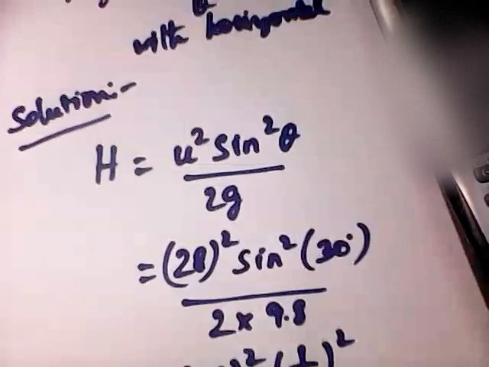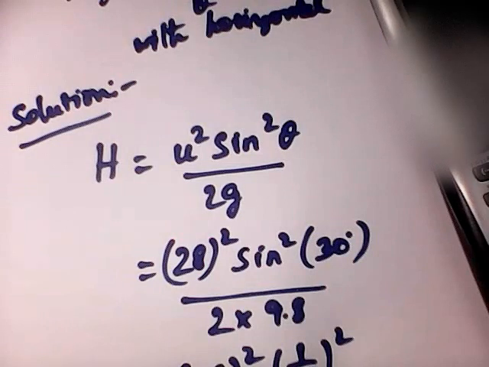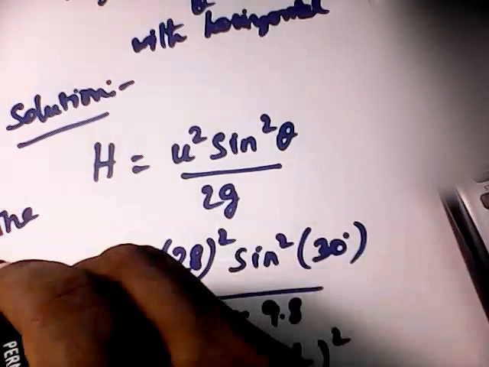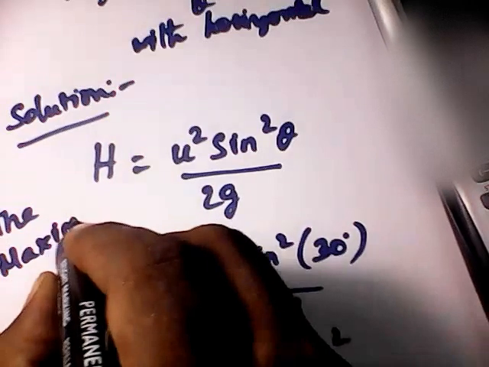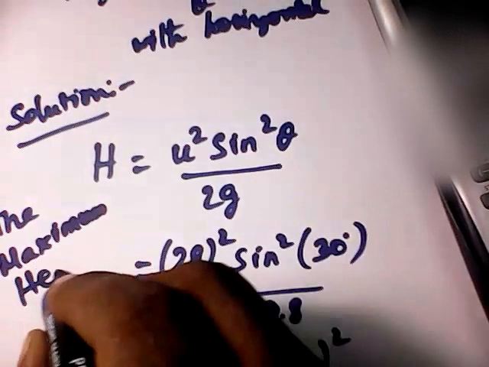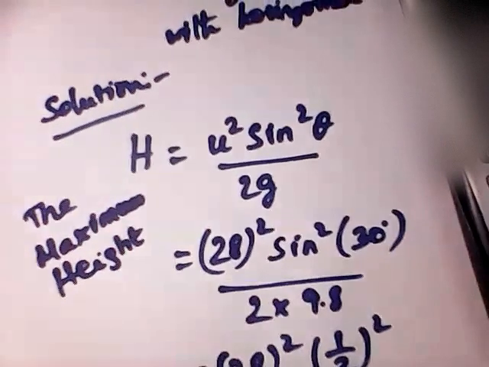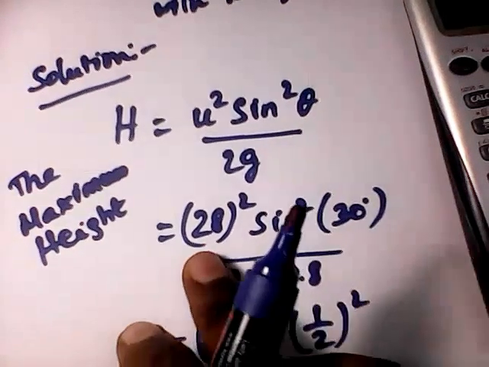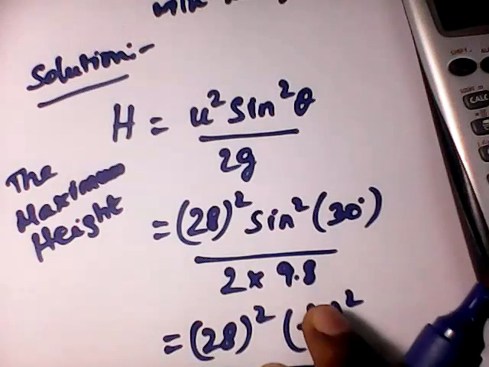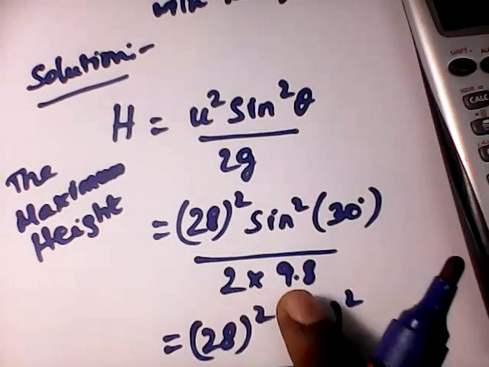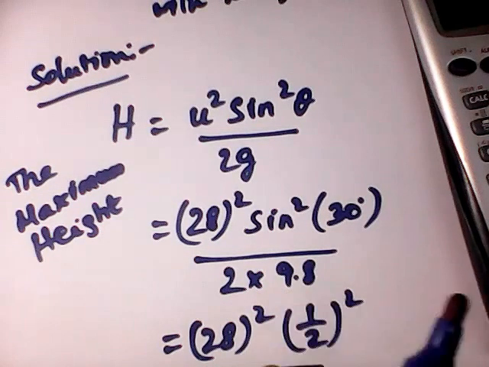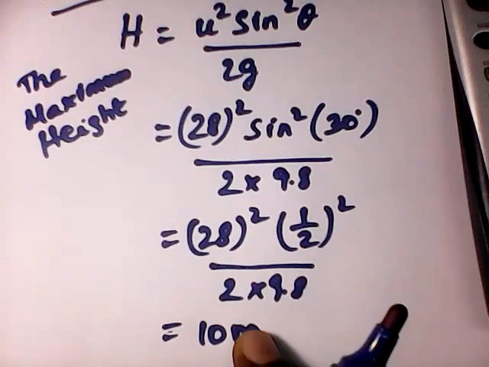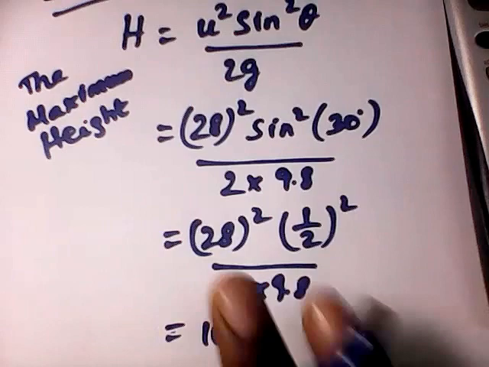So this is the first question, that is the maximum height. The maximum height h is equal to u square sine square theta by 2g. u is 28 square and theta is 30 degree. So sine square of 30, 2 into 9.8, where 9.8 is the acceleration due to gravity. Finally the value comes to 10 meter, that is the maximum height the ball can go.